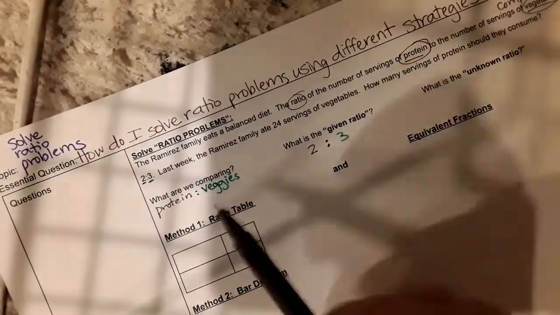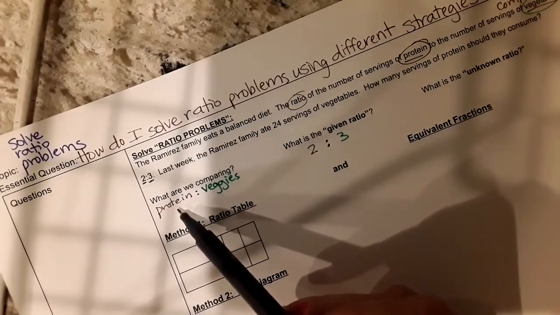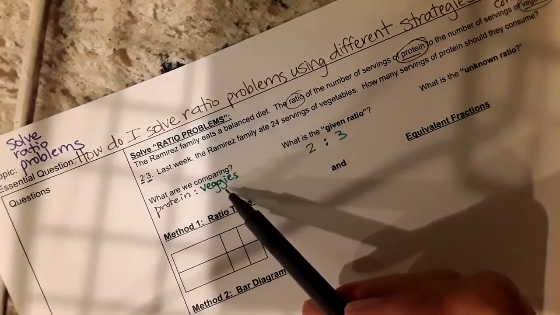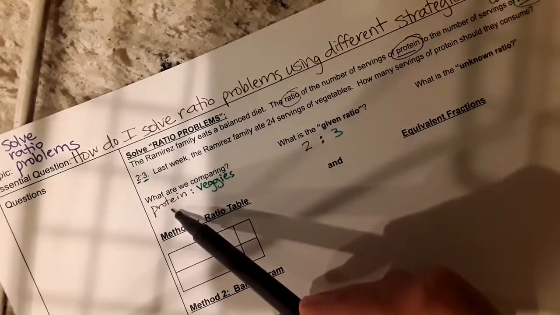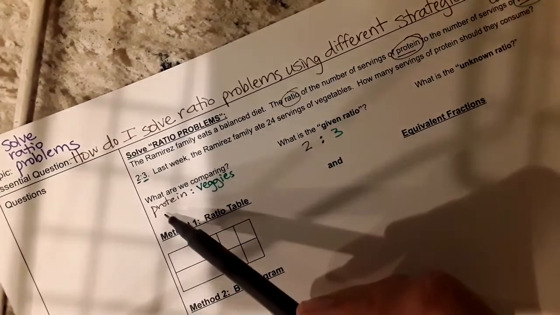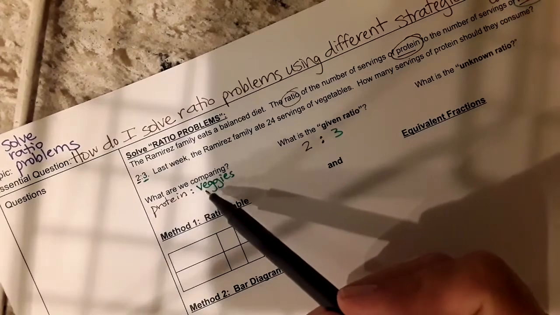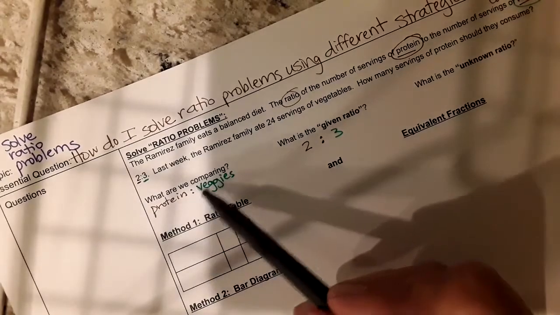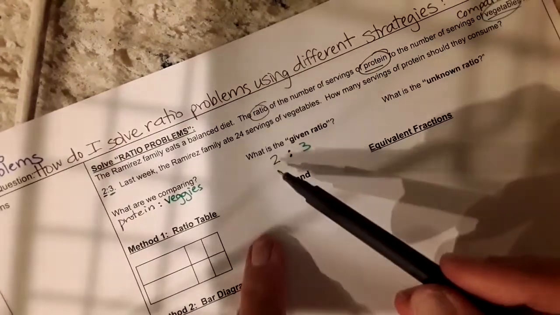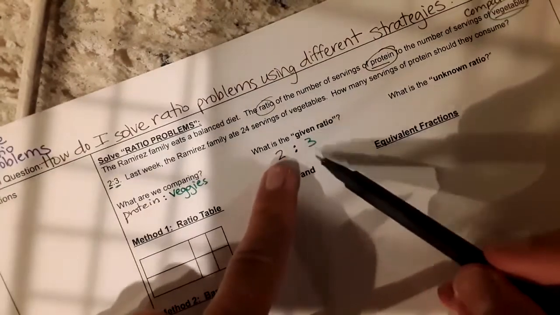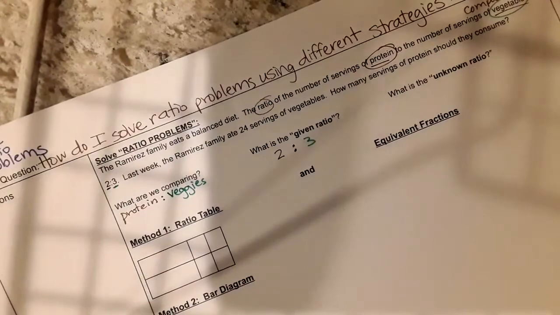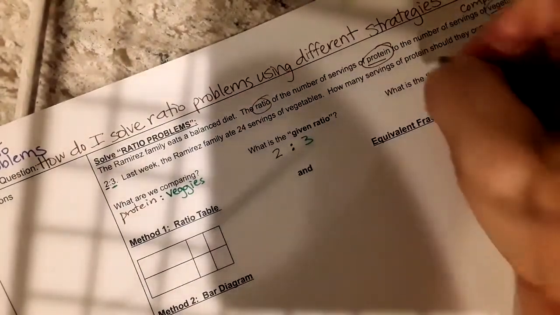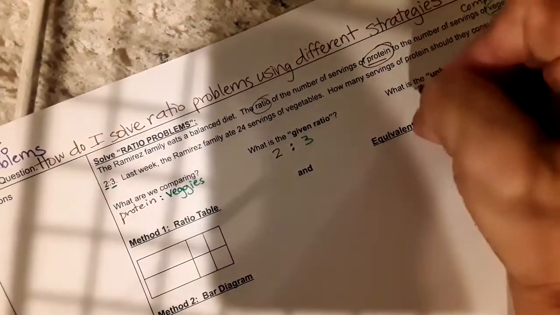Okay, what does that mean? For every two proteins, they had 3 veggies. Every 2 proteins, they had 3 veggies. Do you get it? So if there were 4 proteins, there were 6 veggies. If there were 6 proteins, there were 9. 2, 4, 6, 3, 6, 9. Okay, that's the ratio, 2 to 3. 2 on one side, 3 on the other. What is the unknown ratio? So that ratio is like a question mark.